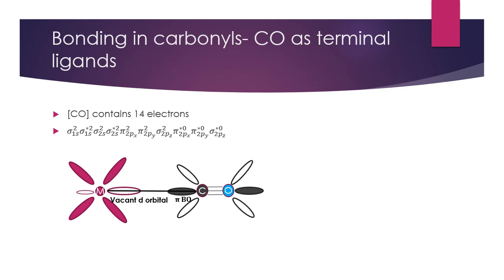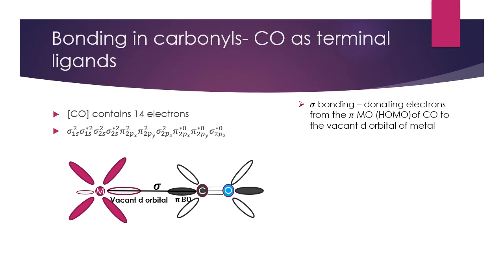And these orbitals represent the highest occupied molecular orbital, which has sigma symmetry. Since carbon monoxide is a weak Lewis base, the sigma bond thus formed between the central metal atom and the carbon atom is generally weak. But from the experimental analysis it is found that the bonding between the metal and the carbonyl group is very strong.